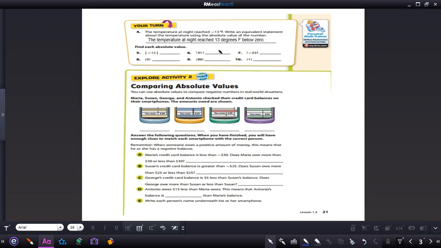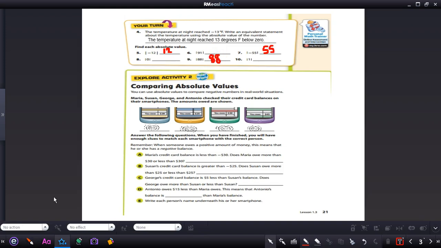Now let's take a look at some other problems, and what I want you to do for this section, it says find each absolute value, so I want you to complete number 5 all by yourself. And you should have 12 for the absolute value. Let's take a look at number 7. I want you to complete that one all by yourself. And you should have 55 for your answer. And then I want you to complete number 9 all by yourself. And for number 9, you should have 88 as your answer.